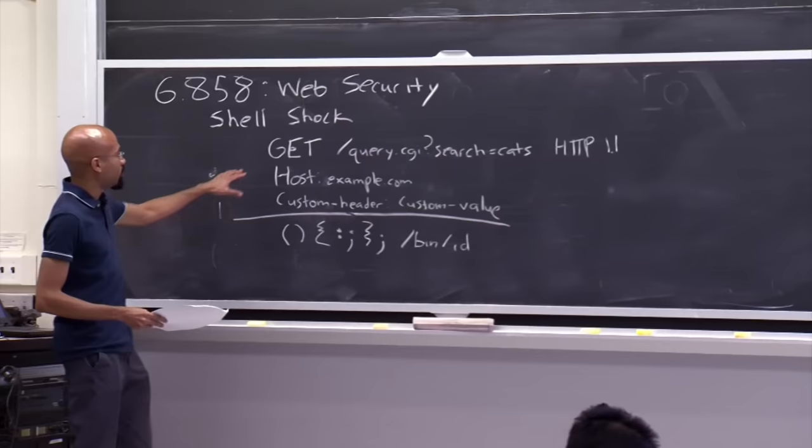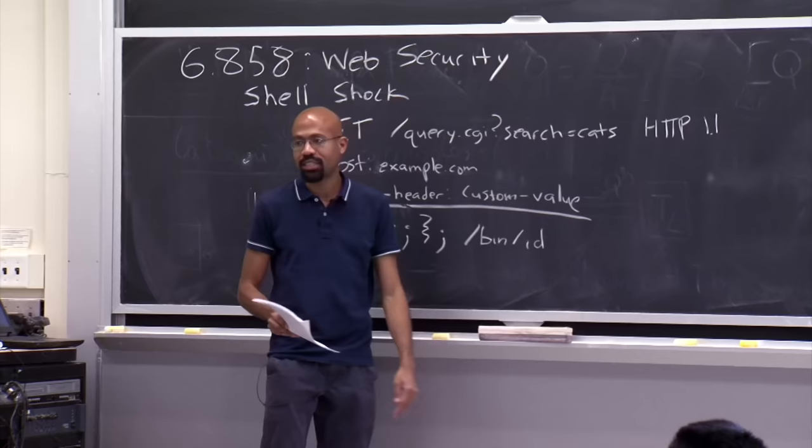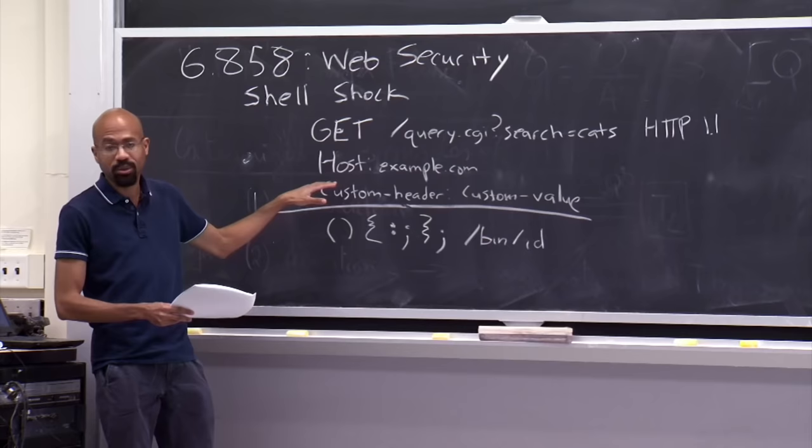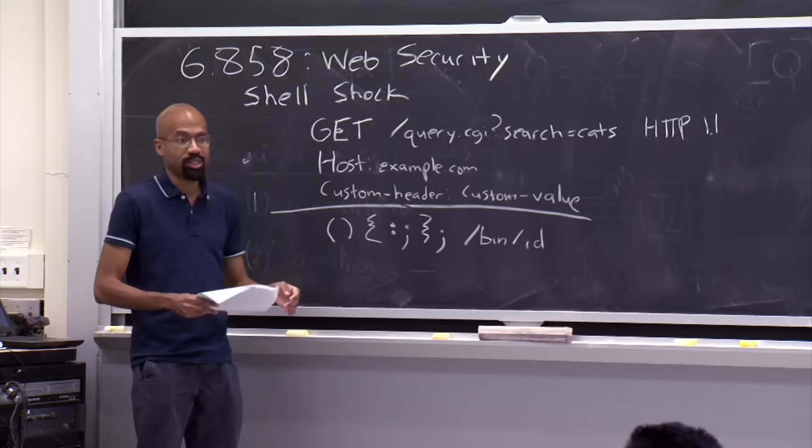It's very simple. Let's say the attacker wants to send some GET query. They're going to send that query to some CGI interface, and then there's some question mark. The person wants to search for cats, because that's all that people search for. And then there are some standard headers, like Host, for example. This is saying that this URL is hanging off of example.com. Now note that the attacker can also specify custom headers. The attacker can just say, I want to define some application-specific header called custom header, and I want to specify some value there.